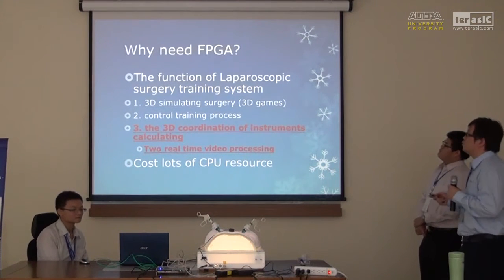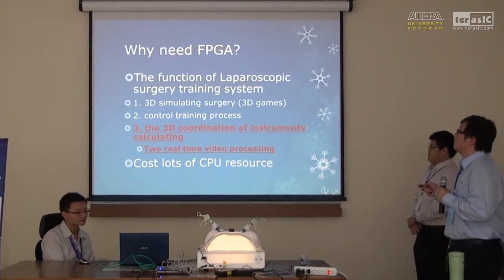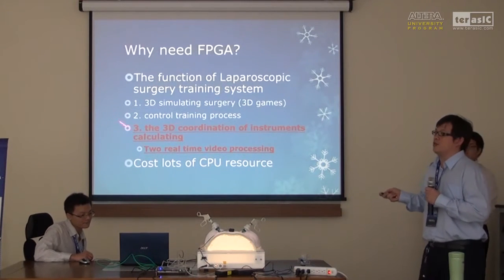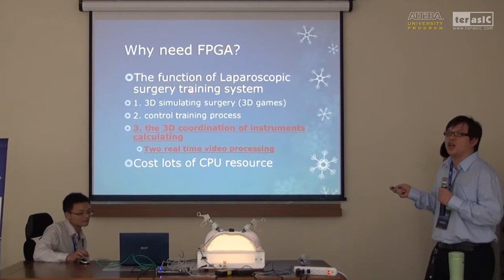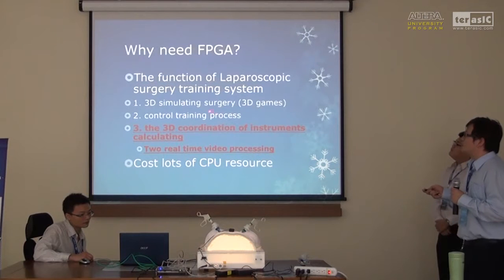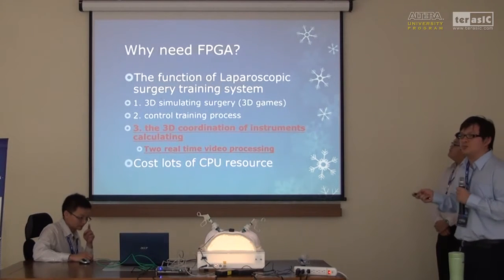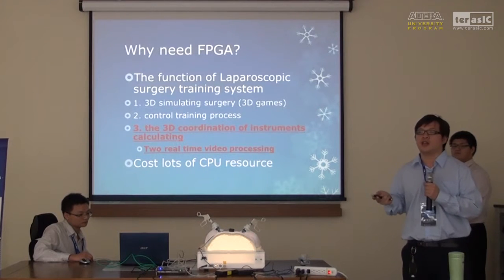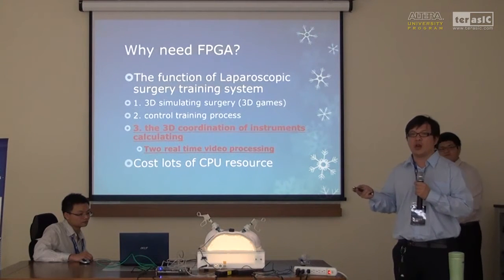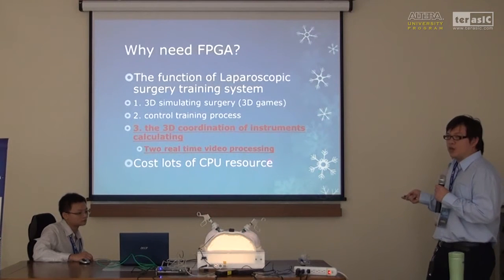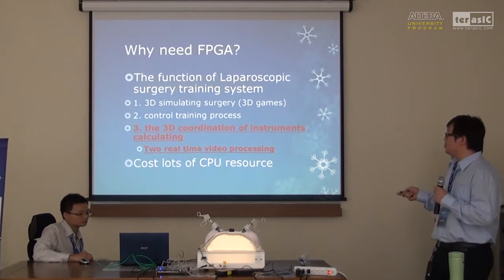Why do we need the FPGA? Because the function of our training system needs to do a lot of things. That's why it costs a lot of loading. Especially, you need to process two images at the same time, finding the mark and finding the location of our instrument. Therefore, we want to reduce this part in our system.